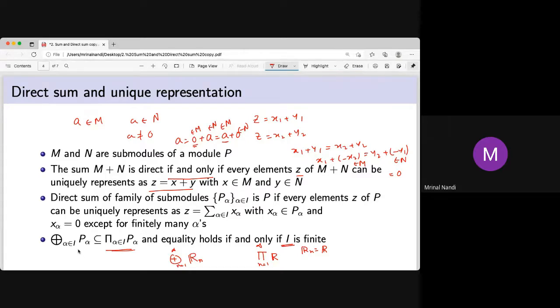Clear? Remember, this is the external thing. The right-hand side is a module, the left-hand side is also a module, but they may not be equal. This is a submodule. If I is finite, obviously they are equal. If I is not finite, say it is the set of all integers, then this is the collection of all series, or formal series, that means all sequences, and this is the collection of all polynomials, in formal notation. That means a sequence where only finitely many elements are non-zero.